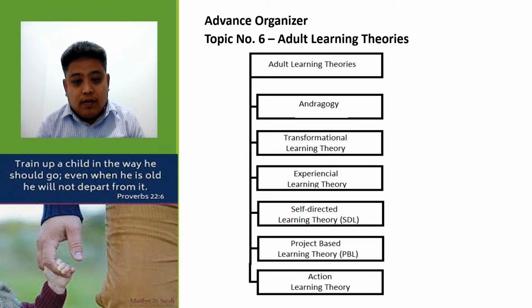Here we are going to discuss 6 theories of adult learning. The first one is andragogy. The second one is the transformational learning theory. The third one is the experiential learning theory. Number 4 is the self-directed learning theory. Number 5, project-based learning theory. And number 6, action learning theory.